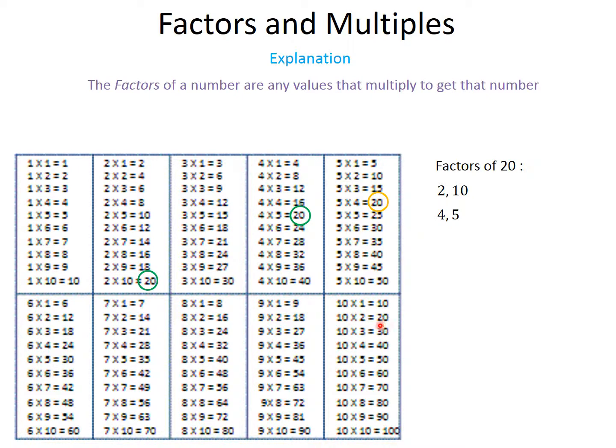And same with the next one down here. See, this is another 20 on there, but that's 10 and 2. We've already got 10 and 2 there. And so we'd ignore that one as well.